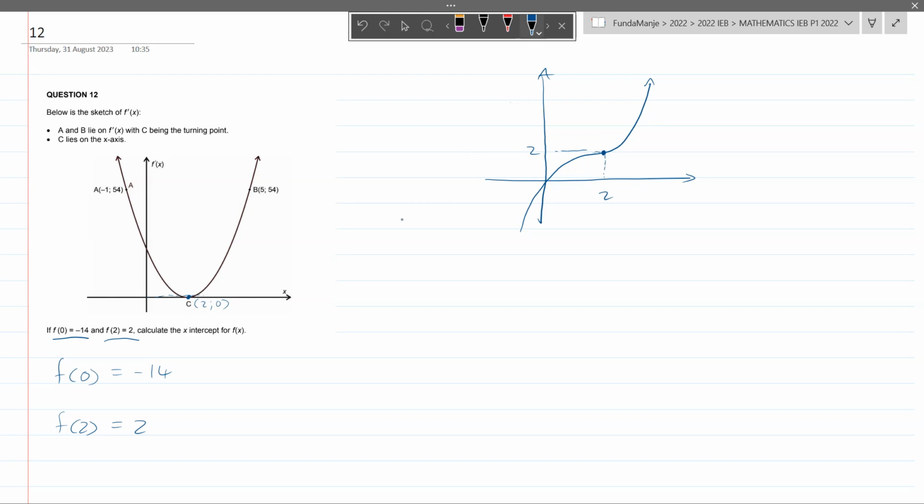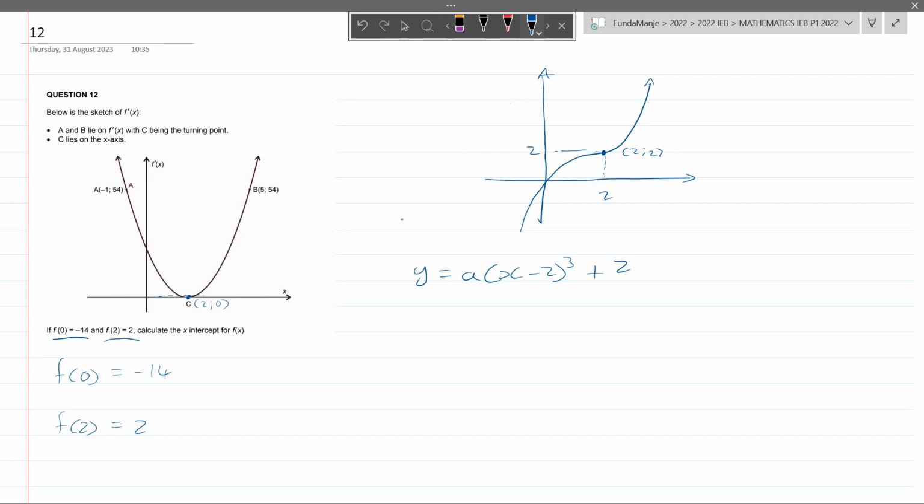And what we can do is write a mock equation, which will be y equals a times x minus 2, cubed, plus q, where 2 is the x value of the turning point and q is the y value of the turning point, which is 2 in this case. The coordinates there are 2 and 2, like that. Then we want to solve for a.